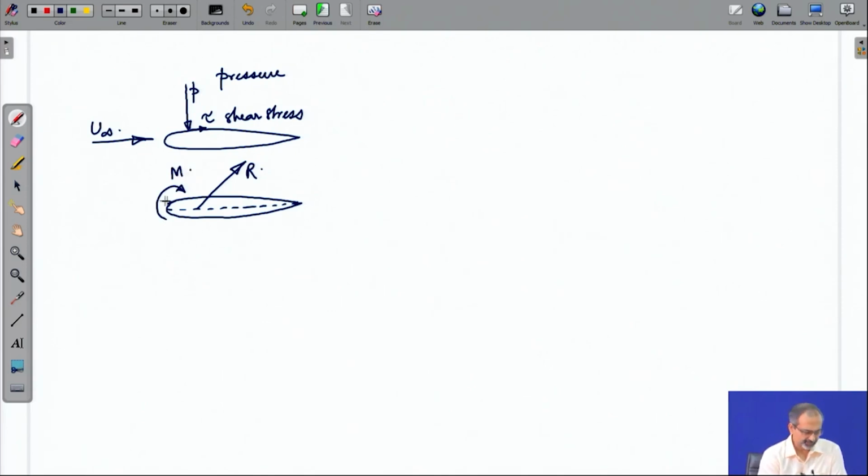By convention, we take the moment to be positive if it is going to pitch up the nose of the airfoil. That means, it has a tendency of increasing the angle of attack of the airfoil.